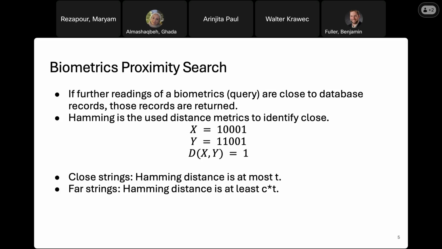How Hamming distance works is that, consider we have two strings x and y. Their Hamming distance is the number of positions in which they differ. So in this example, x and y are different in the second position from left, and that's the only place, so their Hamming distance is 1. And as I said before, close strings are those whose Hamming distance is at most t, and far strings are those whose Hamming distance is greater than c times t, where c is some value greater than 1.